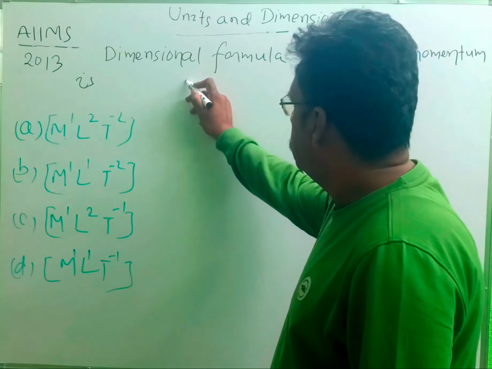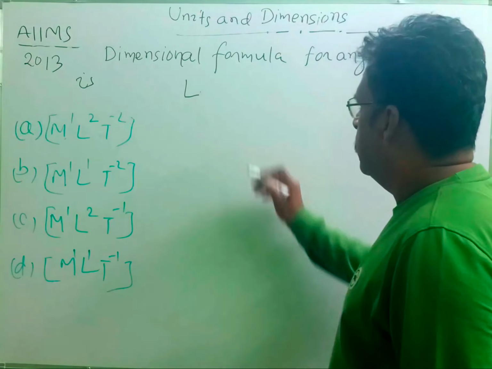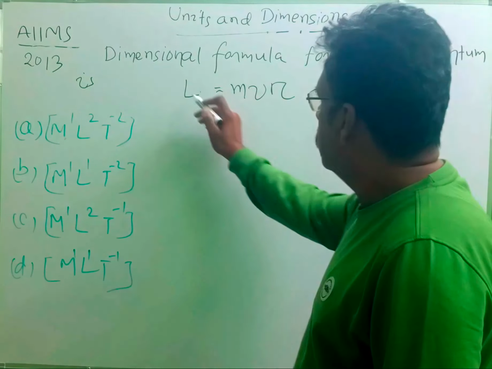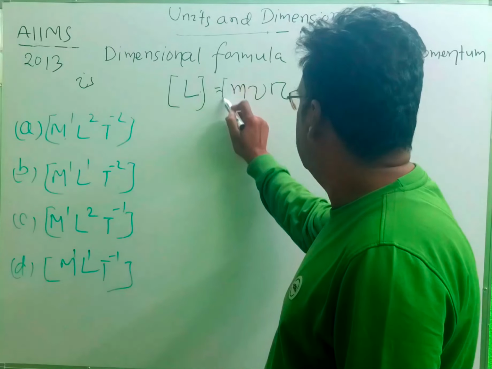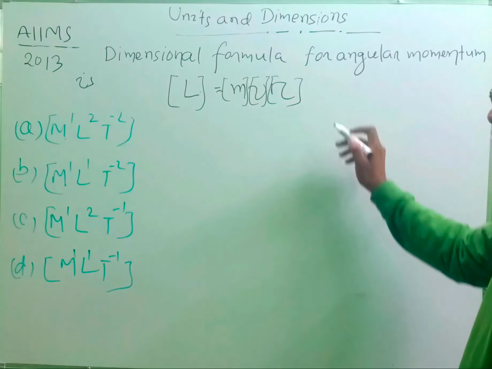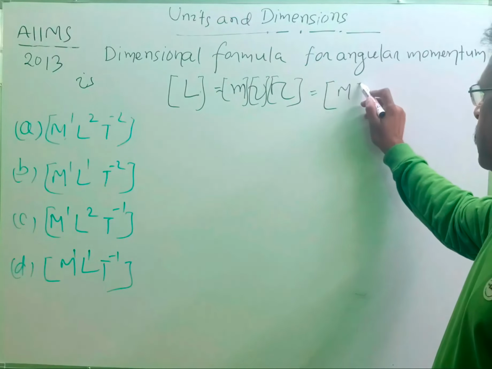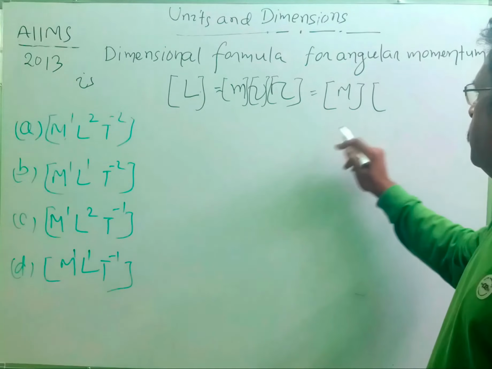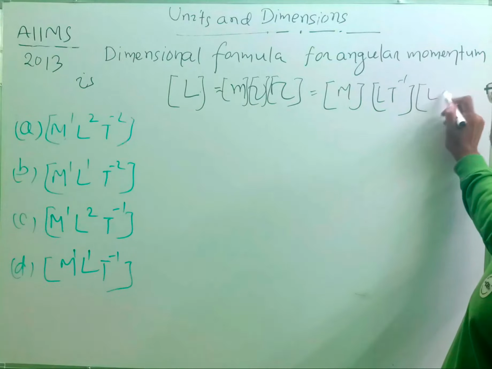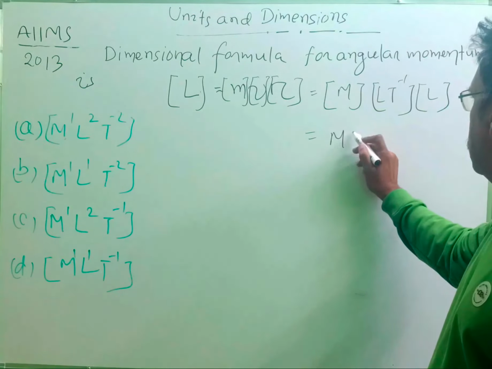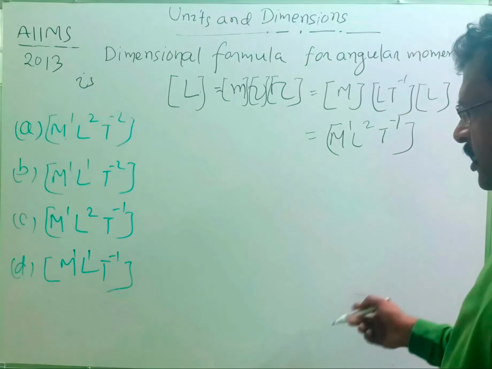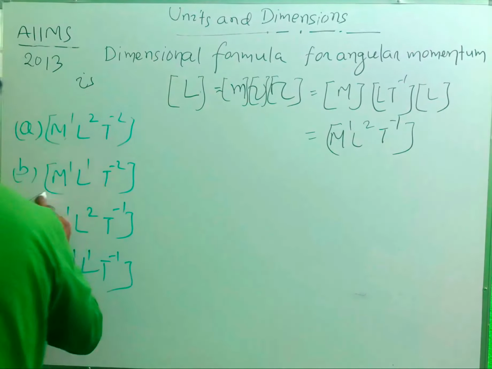Angular momentum, student, written as L, and the formula is mvr. So what will be the dimensional formula for L? L will be dimensions of M and dimensions of V into dimensions of R. Dimensions of mass is capital M square bracket, that of V velocity is LT^-1, and that of R is a radius, that is a length. So this becomes M L^2 T^-1, student, or we may write M^1 L^2 T^-1. Here option C is correct.